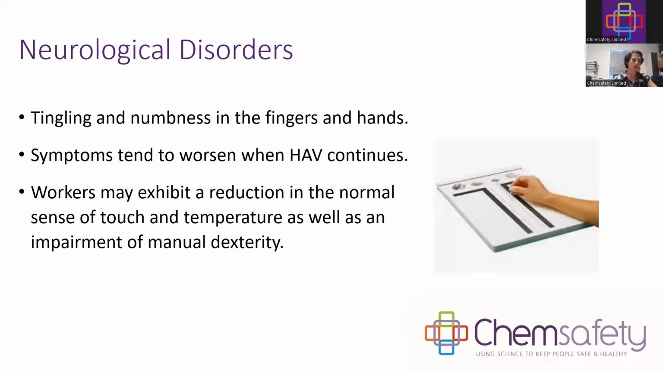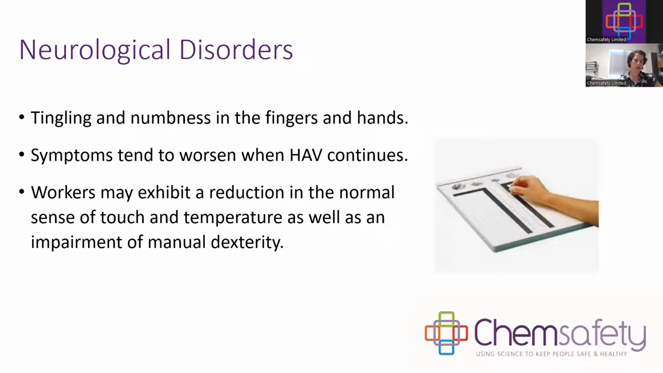So neurological disorders refer to tingling and numbness in the fingers and the hands. And the symptoms tend to worsen when the hand-arm vibration continues. Workers exposed to hand-arm vibration may experience tingling and numbness in their fingers. That has been reported. And then vibration-exposed workers may exhibit a reduction in the normal sense of touch and temperature, as well as impairment of manual dexterity.